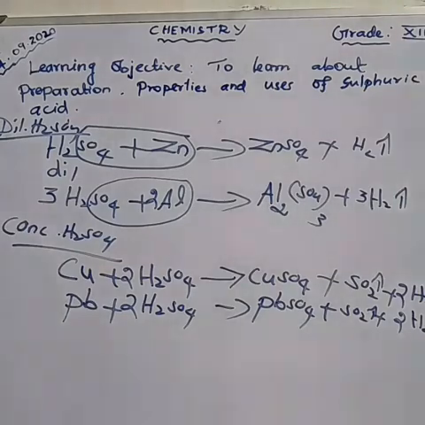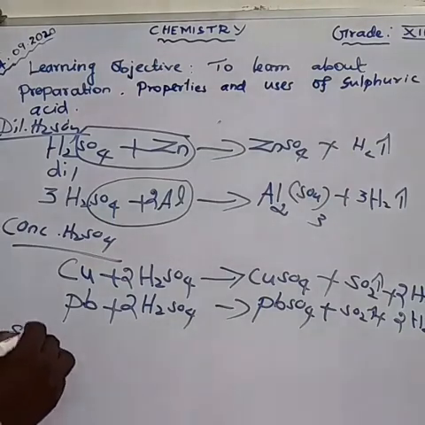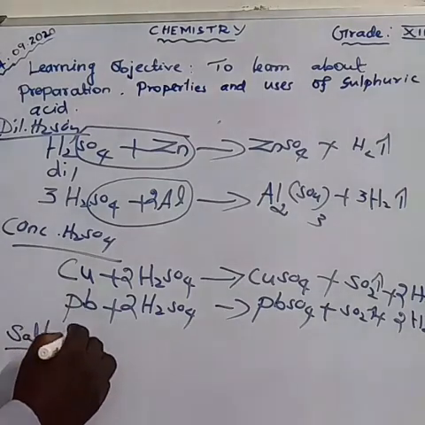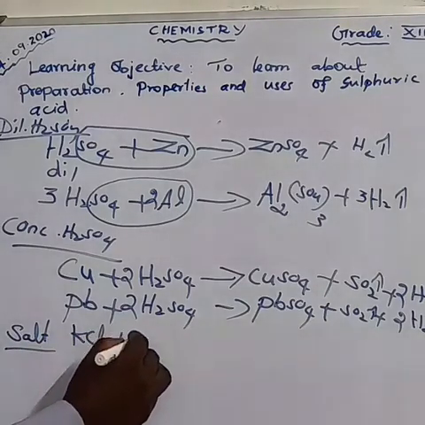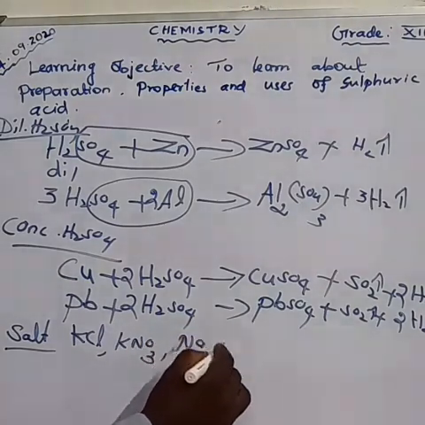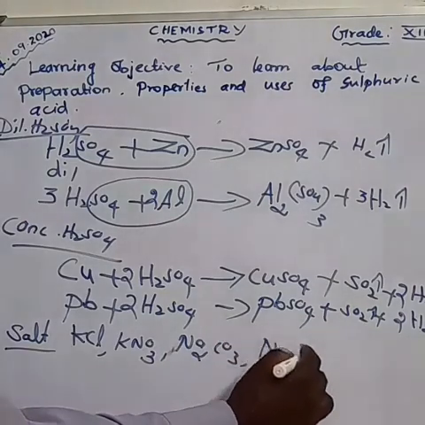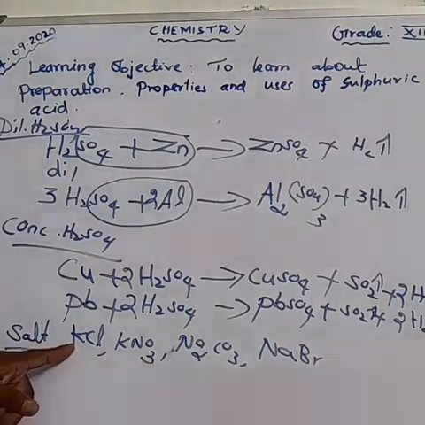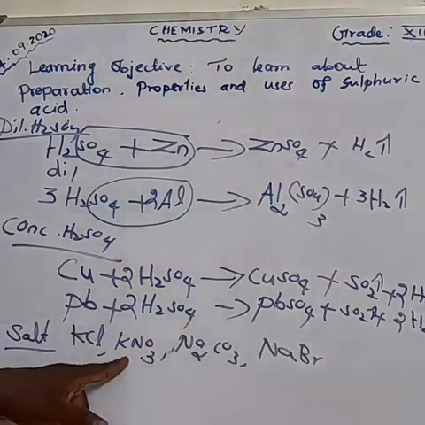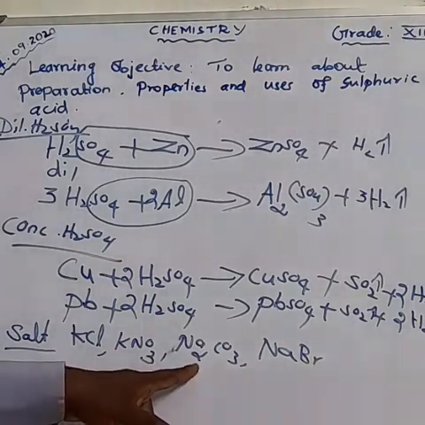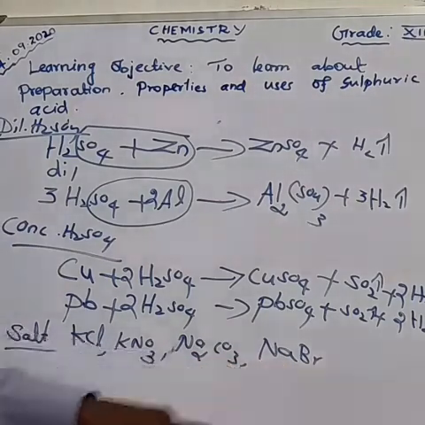Next, about the reaction between salts. What are the reactions between salts? Here we are taking some salts: potassium chloride KCl, potassium nitrate KNO3, sodium carbonate, sodium bromide. These are the salts we are taking. What happens when sulfuric acid reacts with KCl? With KNO3, that is potassium nitrate? With sodium carbonate? With sodium bromide? Okay, these are the questions.